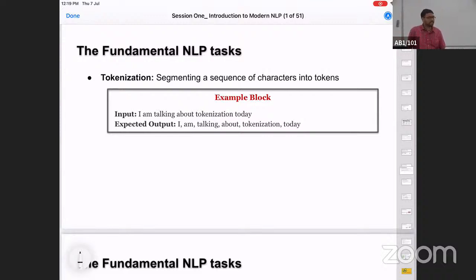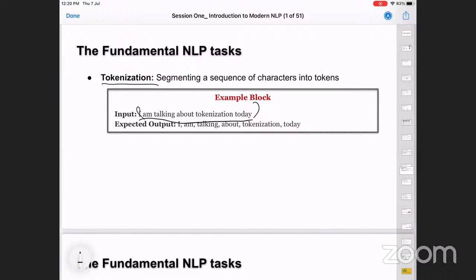One of the very simple tasks that we do these days, or did at those times, is called tokenization. Very basic task, right? So the idea is the following. You are given an input: I am talking about tokenization today. What do you call this input? It is a sequence of words. Sequence of characters.